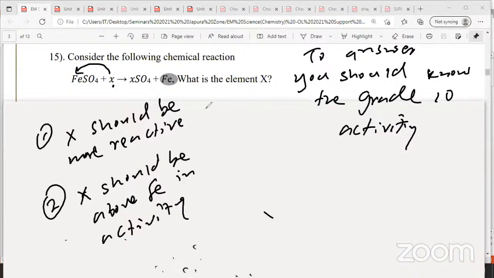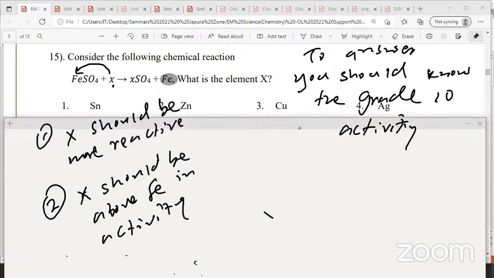So what is the metal which is above iron in the activity series? Please highlight that, everyone. Please note down: for this reaction to happen, the metal added has to be more reactive. What is the metal here? X. And X should be above iron in the activity series. Now let's see the answers. Which metal is above iron in the activity series?